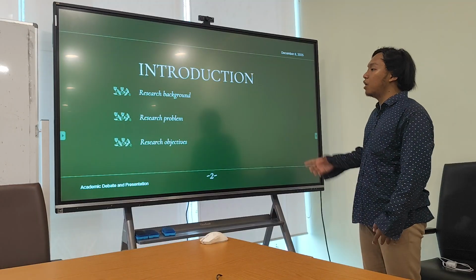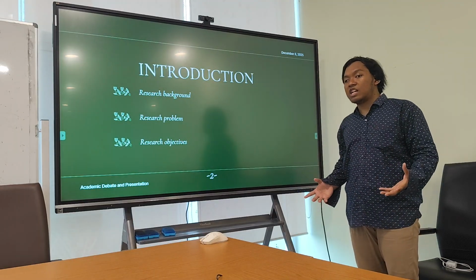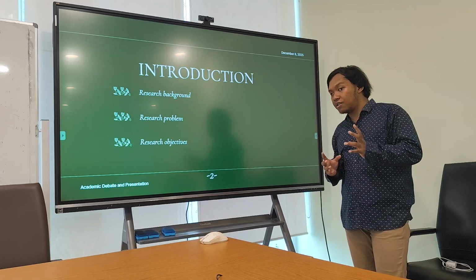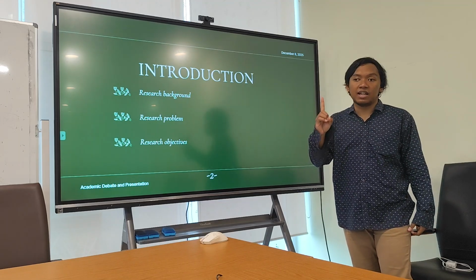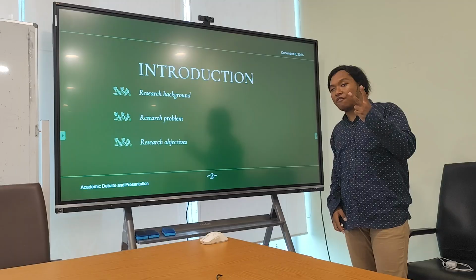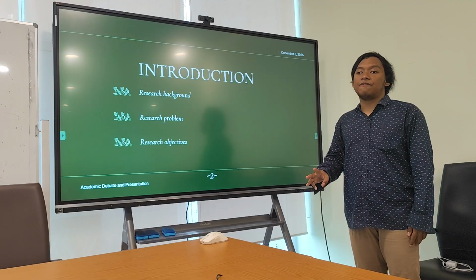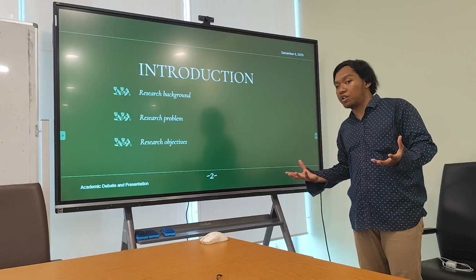And second, we have the research problem. This study addresses these main research questions. First, what kind of free morphemes appear in The Necklace? Second, what kind of bound morphemes appear in the text? And third, how do these morphemes affect the overall understanding of the story?